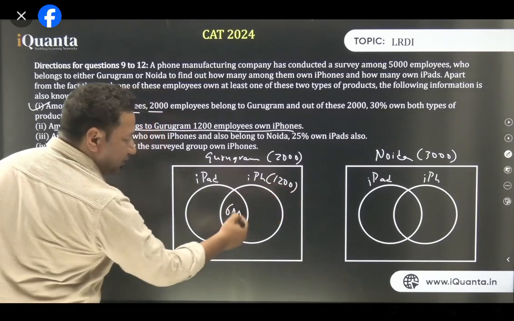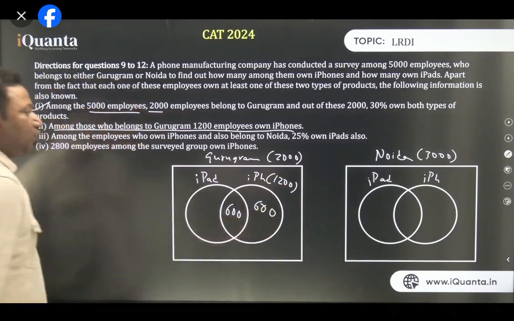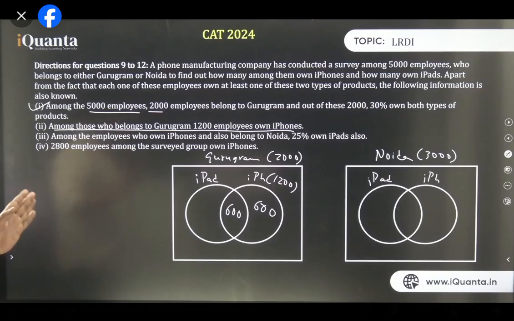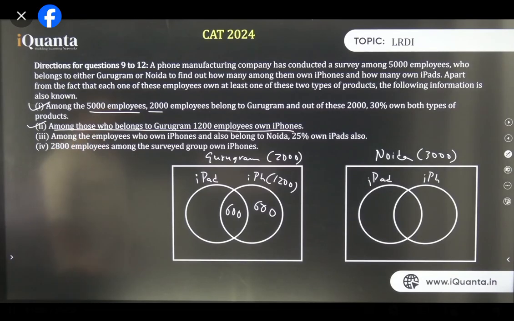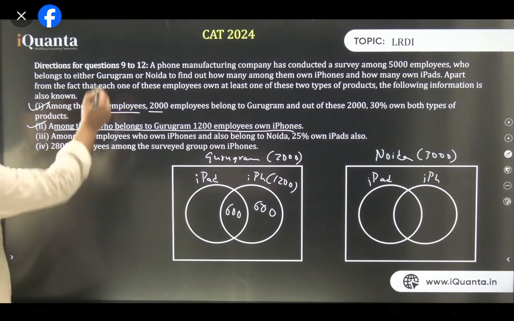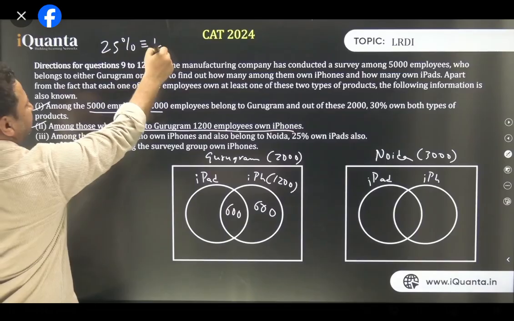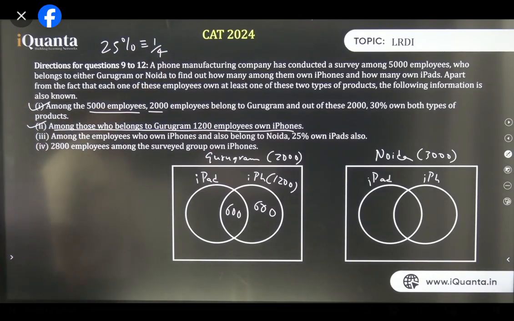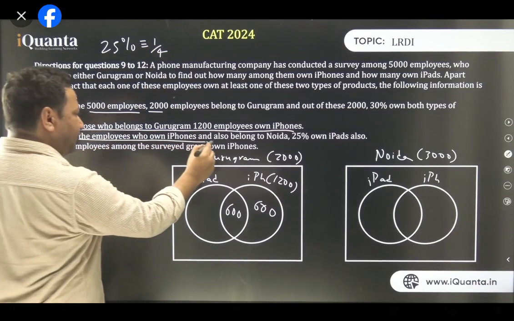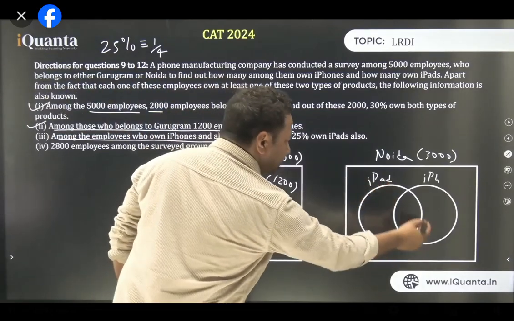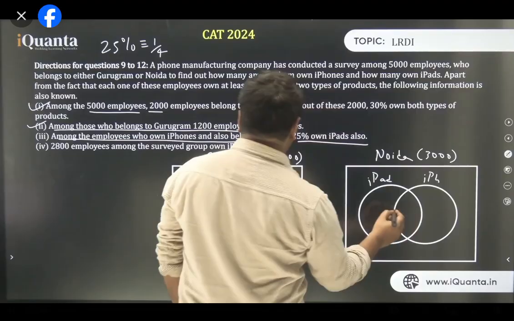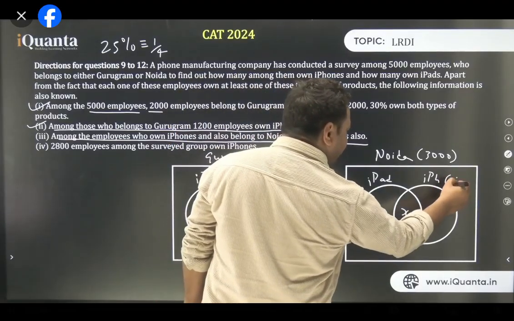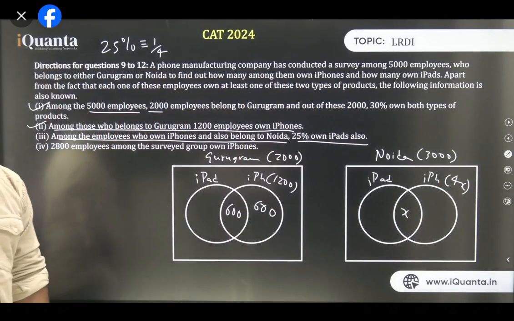1,200 own iPhones. This whole thing is 1,200. 600 has already come. Remaining is 600. 600 will be having only iPhones, and 600 have both iPhones and iPads. So the second step will also be solved. Third one: among the employees who own iPhones and also belong to Noida, 25% own iPads also. What is 25% by the way? 1/4. All of you know that. So 1/4. If I write X over here, iPhone will be 4X, yes or no? From the third statement, that is what we can get.